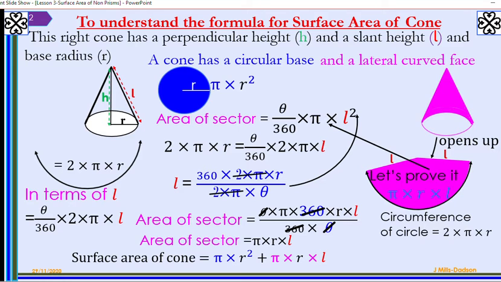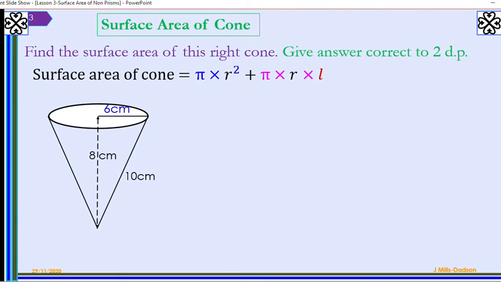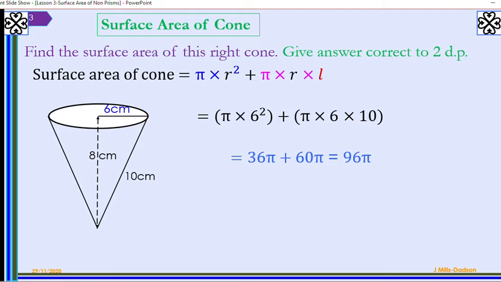So let's look at an example and use the formula. So I have a cone with the base radius of 6, height of 8, and a slant height of 10. So all I need to do is substitute 6 in place of r, 10 in place of L. So that will give me 36 pi plus 60 pi, 96 pi total. So answer in terms of pi, 2 decimal place. Total surface area is 301.59 cm squared.